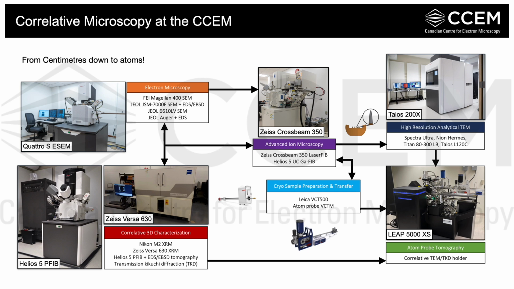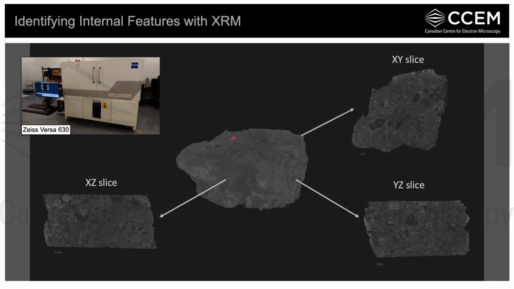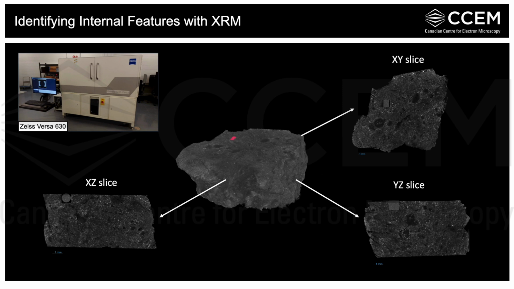Okay, so now that we've characterized our meteorite surface in detail, let's take a look at the internal structure using XRM. So using our Zeiss Versa 630, we did 2 scans of our meteorite. The first was of the entire sample, which we can see here, so it's centimeters in size, and this provides us with some initial context.